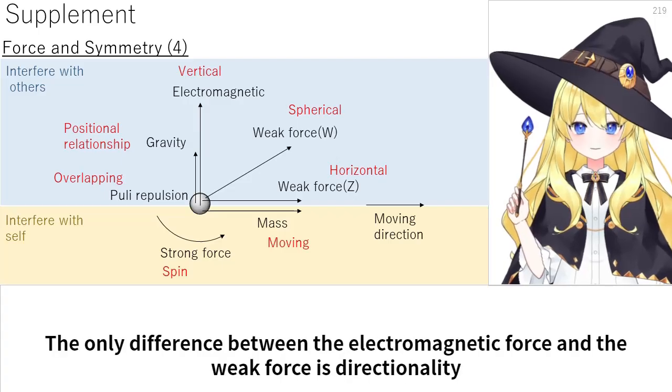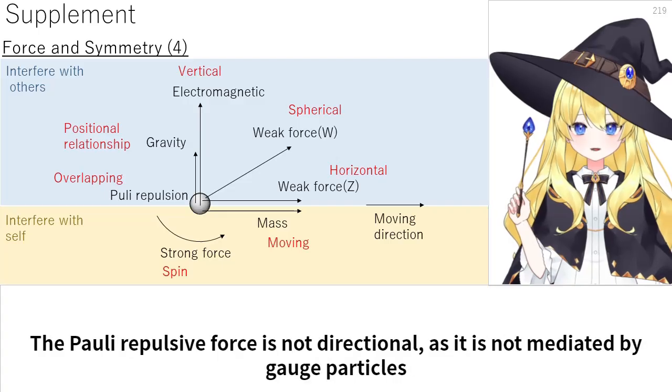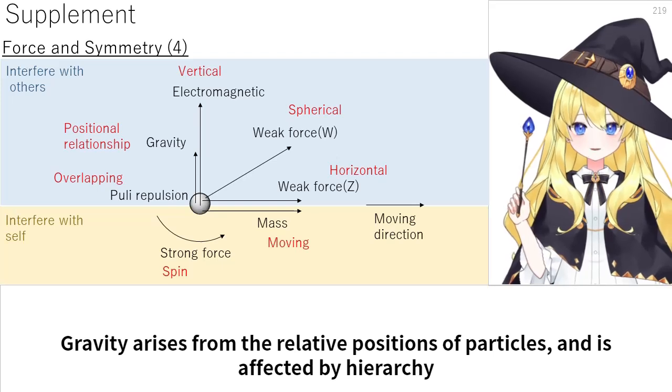The only difference between the electromagnetic force and the weak force is directionality. The Pauli repulsive force is not directional, as it is not mediated by gauge particles. Gravity arises from the relative positions of particles, and is affected by hierarchy.